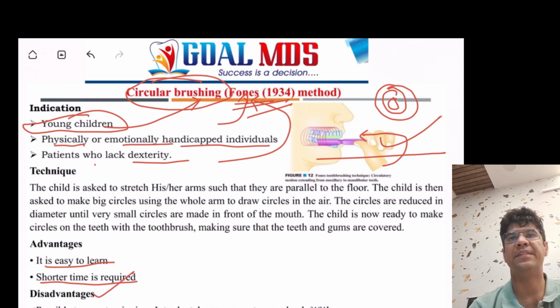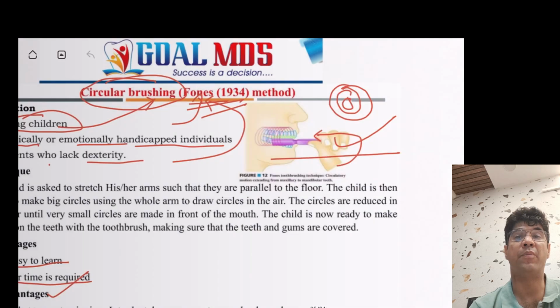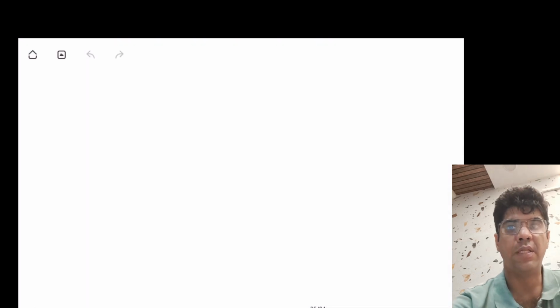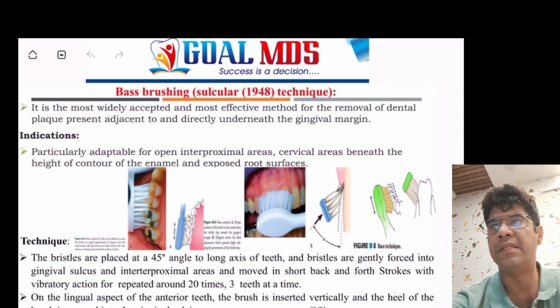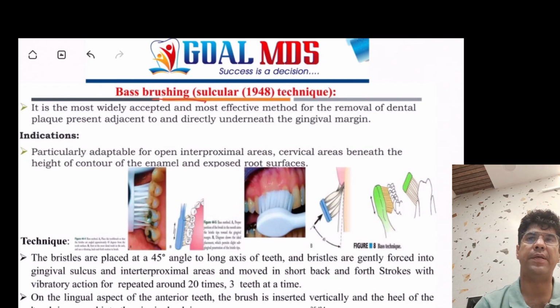So this technique is easy to learn, and a shorter time is required. The disadvantage could be possible trauma to the gingiva. The interdental areas are not cleaned properly.